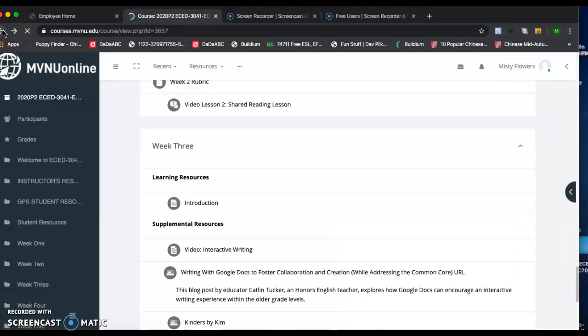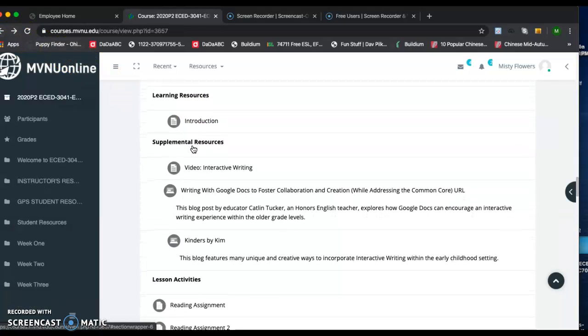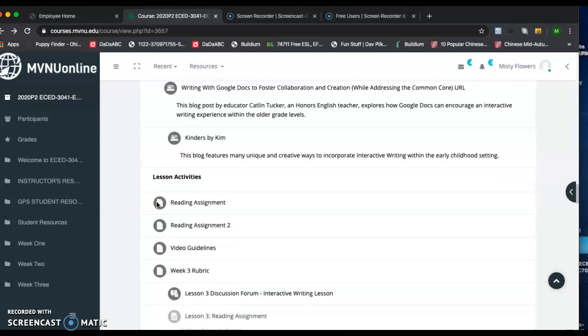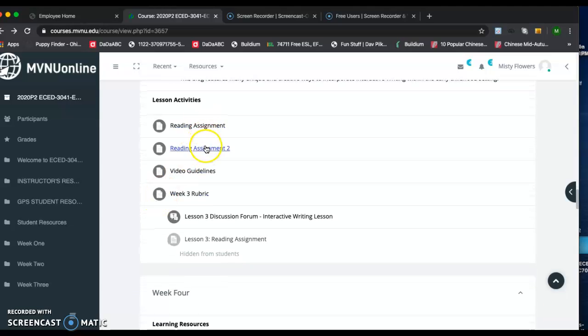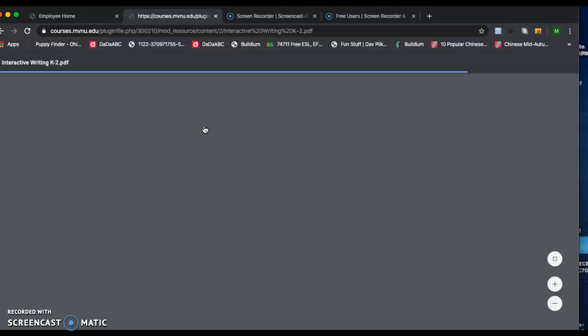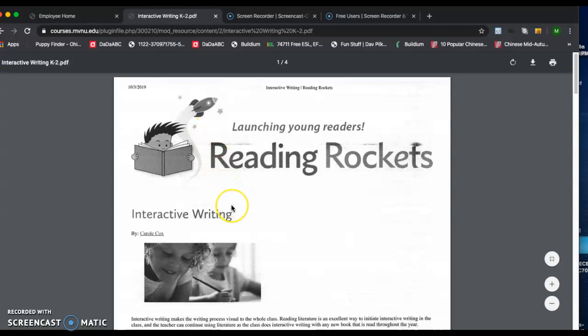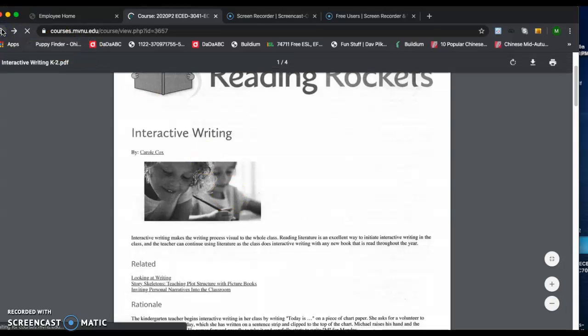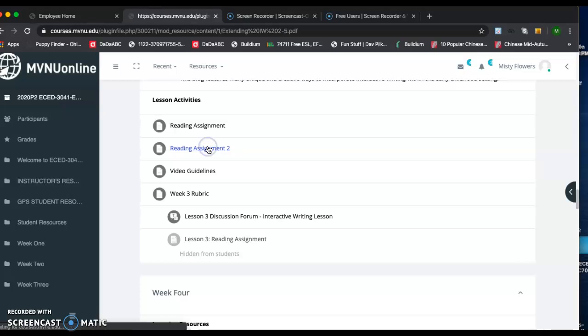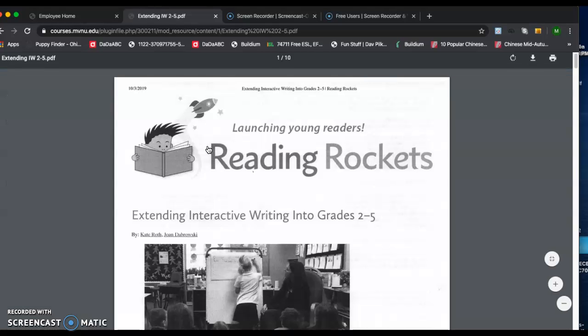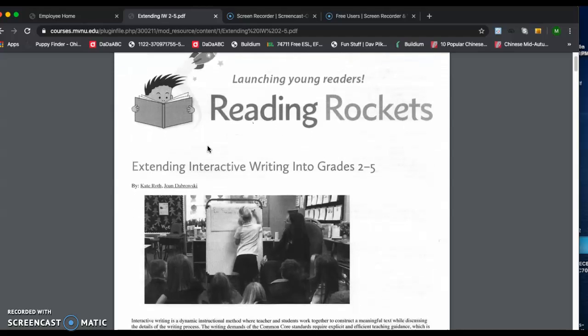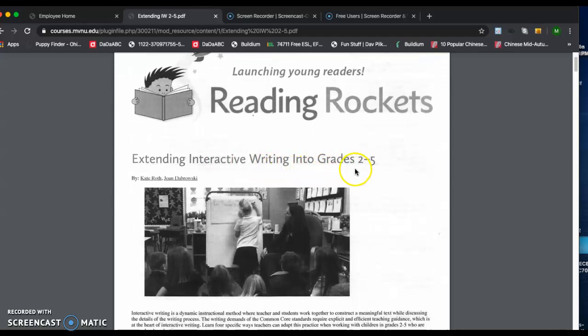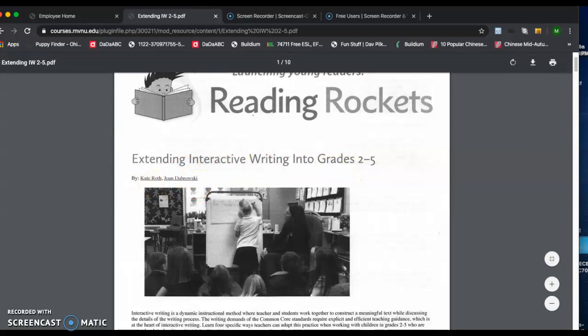Okay, let's see what else is happening this week. Lots of supplemental resources for you to look at. I have a couple reading assignments this week, which I believe are both from Reading Rockets. One is Interactive Writing by Carol Cox. The second reading assignment is also from Reading Rockets, Extending Interactive Writing into Grades 2 through 5 by Kate Roth and Joan Dabrowski.